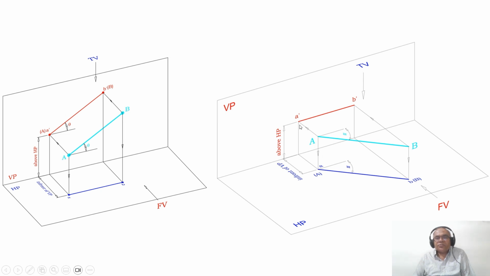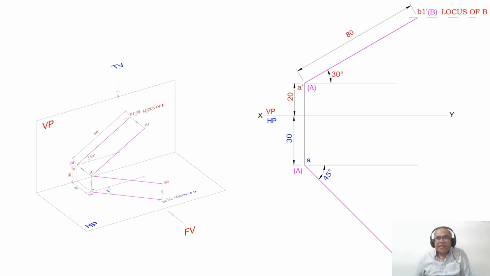Because he has already given in the problem this point and also this point. That is, this point is given and this point is given. Okay, and he has given the true length here. So, apply these rules here. So, this is the true length in the horizontal plane. Means what? It should be parallel to the XY line in the front view. Is it there? No. So, we have to do that.